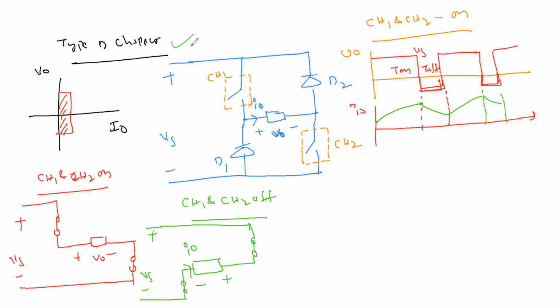So type D chopper, V naught is positive, negative आएगा, current is always positive. इसका average ले लो. Sometimes in GATE examination they'll say take the average value of I naught, something, some 10 amps, 20 amps. So calculate करना है, ठीक है? So that way V naught positive, negative आएगा. I naught is always positive. You can see that. That's a type D chopper.